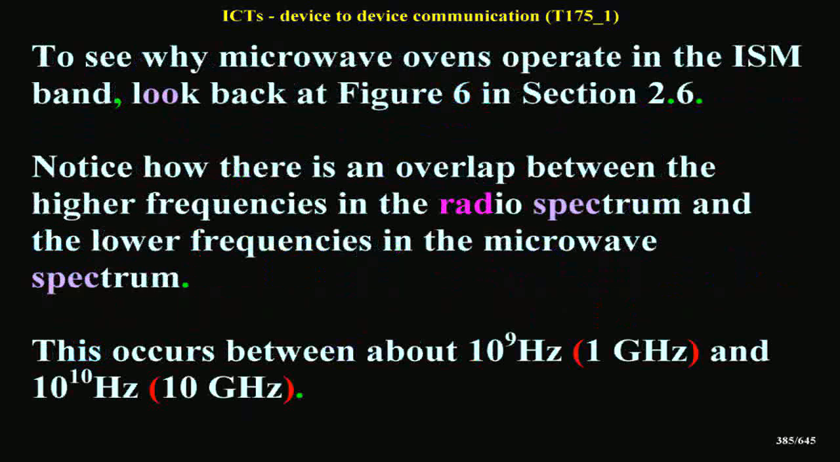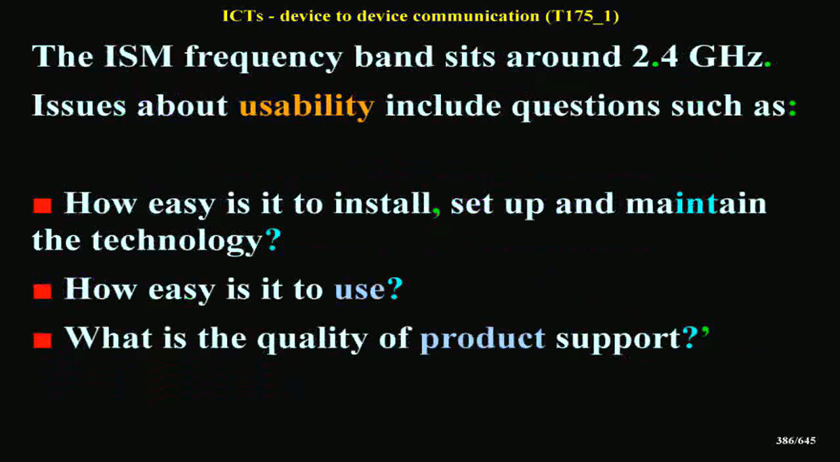To see why microwave ovens operate in the ISM band, look back at Figure 6 in Section 2.6. Notice how there is an overlap between the higher frequencies in the radio spectrum and the lower frequencies in the microwave spectrum. This occurs between about 10^9 Hz (1 GHz) and 10^10 Hz (10 GHz). The ISM frequency band sits around 2.4 GHz.